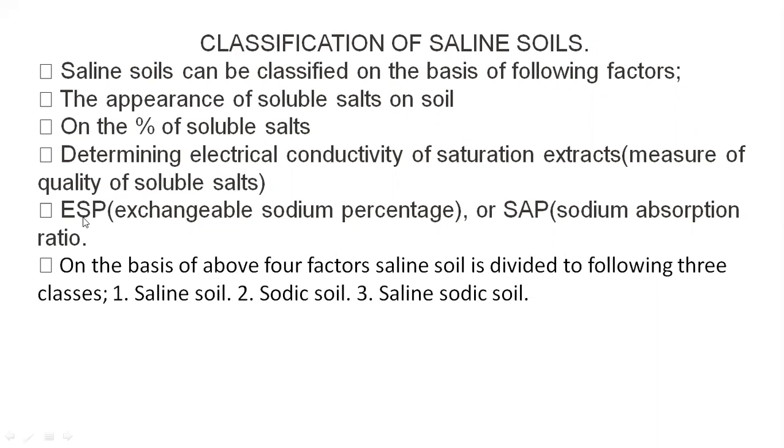ESP is again a criterion on the basis of which we can classify the types of soil. In the next class we will see how we can classify the soil on the basis of ESP and EC, and how we can say that the soil is slightly saline, normally saline, or highly saline. On the basis of these four factors, saline soils are divided into the following three classes: saline soil, sodic soil, and saline sodic soil.